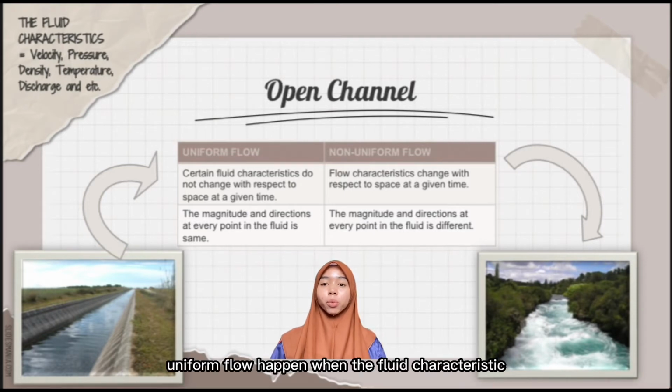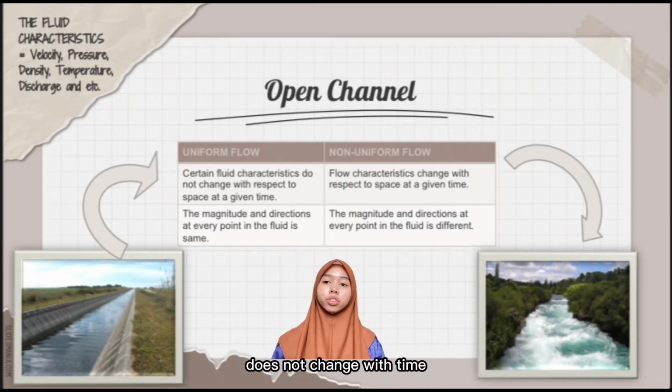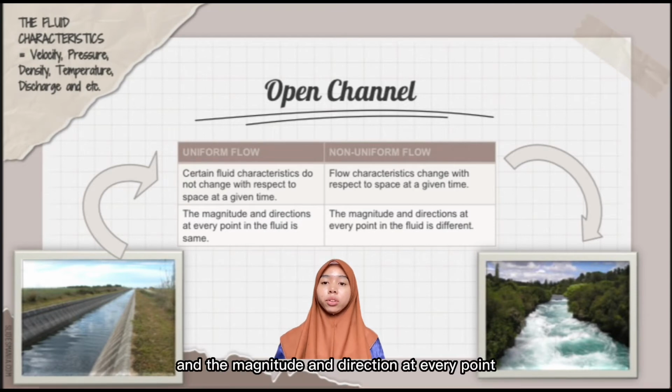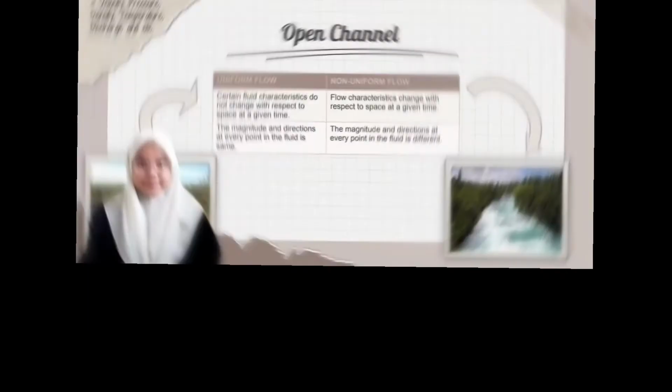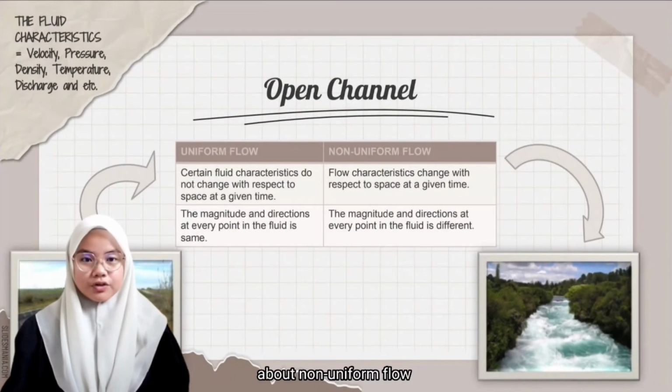Uniform flow happens when the fluid characteristics do not change with time, and the magnitude and direction at every point in the fluid remain the same. Next, I will discuss non-uniform flow.